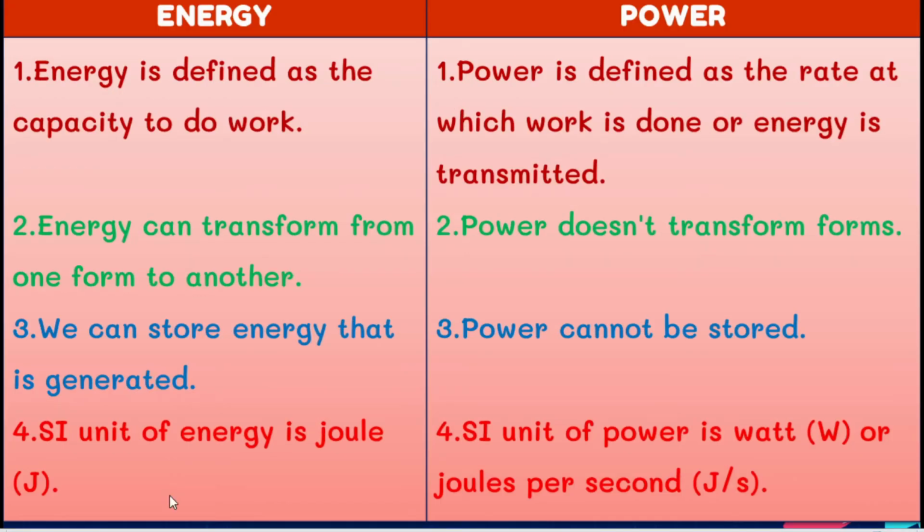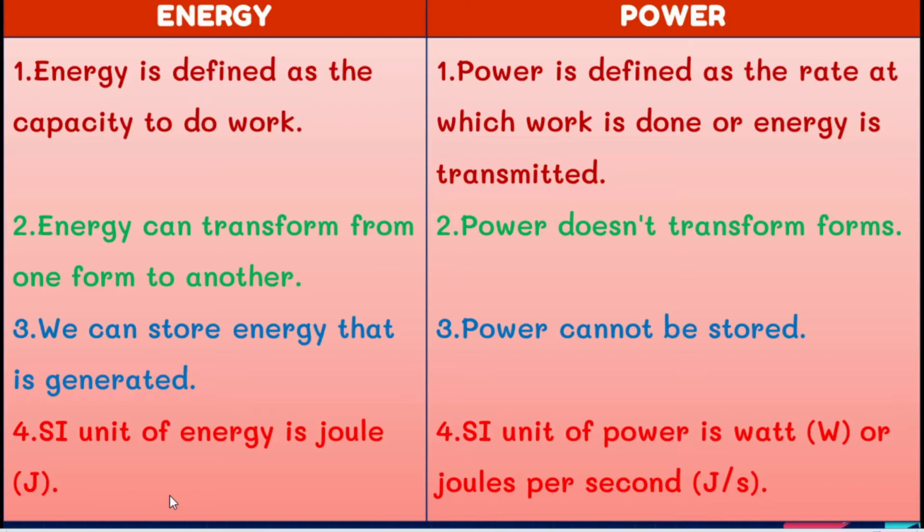You can see the first point, energy is defined as the capacity to do work. That means ability to do work. You can see the definition for power. Power is defined as the rate at which work is done or energy is transmitted. Second, energy can transform from one form to another. Already we discussed many examples. For example, a light bulb: how does it glow? Electrical energy is converted into light energy. So energy can transform from one form to another, but power does not transform forms.